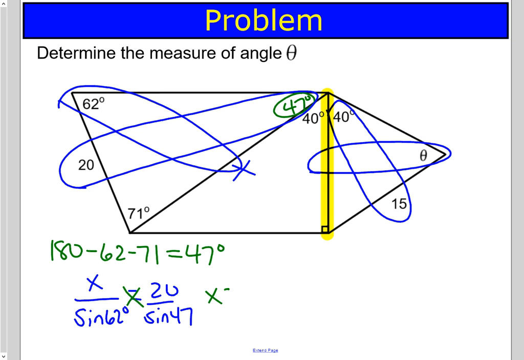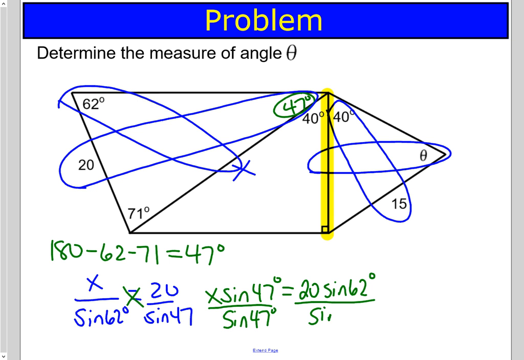Cross multiply that, I get x sine 47 is equal to 20 sine 62, and I divide each side by the sine of 47. So x equals 20 sine 62 divided by the sine of 47, which equals 24.1. Okay, so this means that this length right here is 24.1 centimeters.